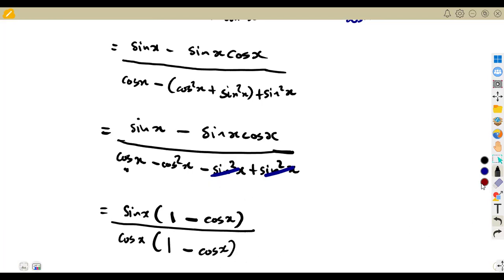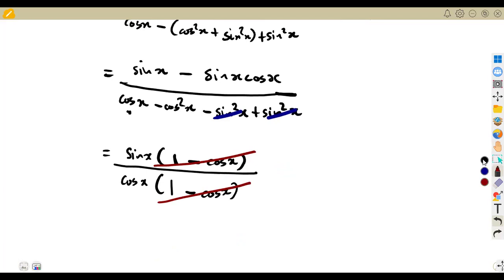As we can see, there's a miracle that is happening here. The 1 minus cos x and the 1 minus cos x are going to cancel. We remain with sine x over cos x, and we know that the sine x over the cosine of x represents the tan. That's the tan. All right, so we have got the tan of x there.